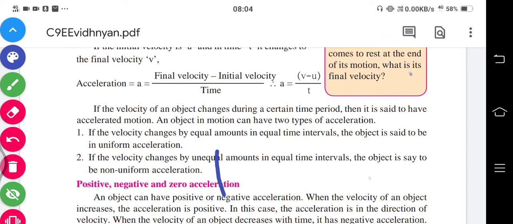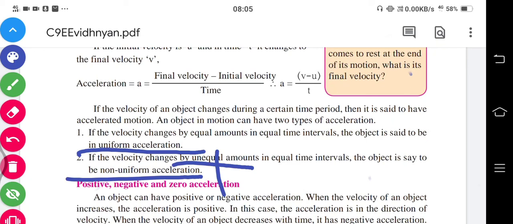An object in motion can have two types of acceleration. If the velocity changes by an equal amount in equal intervals of time, the object is said to have uniform acceleration. Uniform means equal amount. As the opposite of that, if the velocity changes by an unequal amount in equal intervals of time, it is said to be non-uniform acceleration.